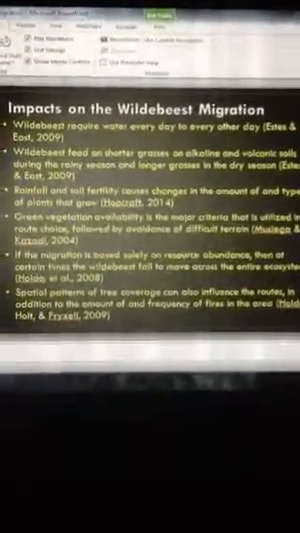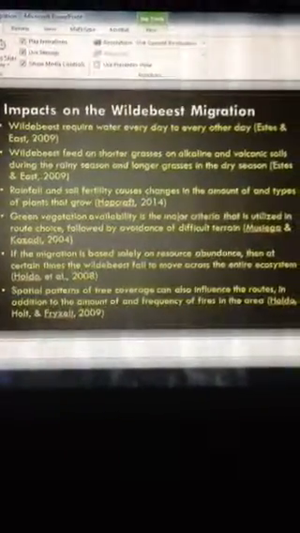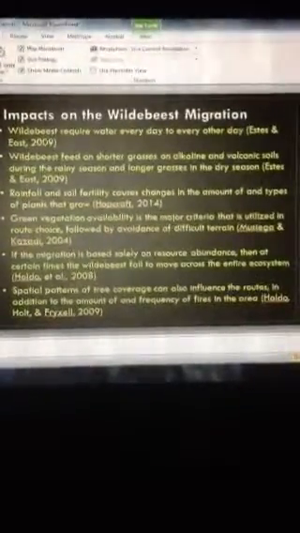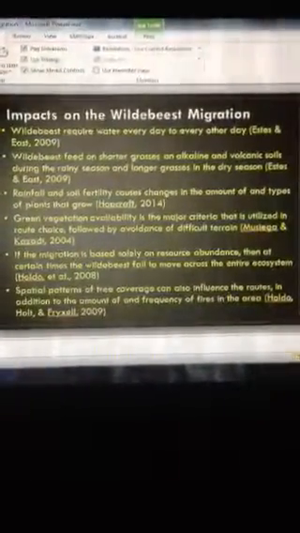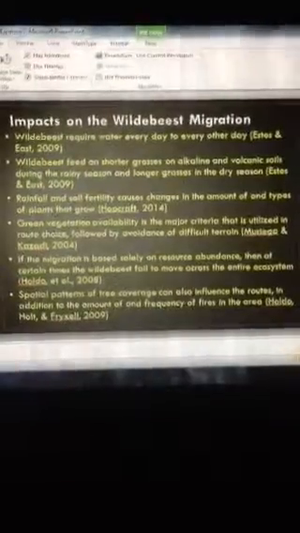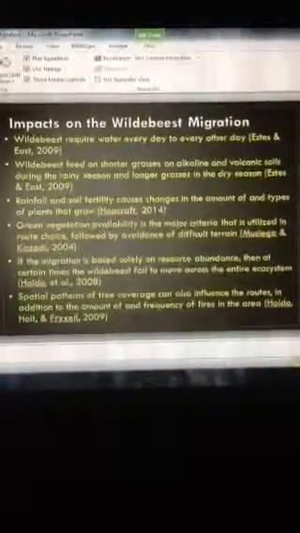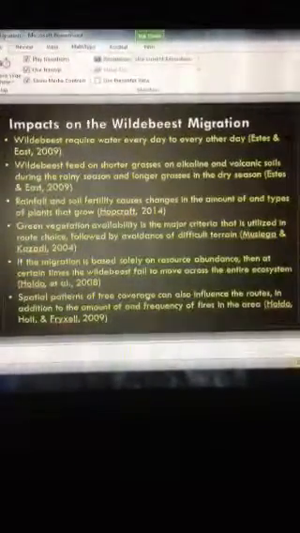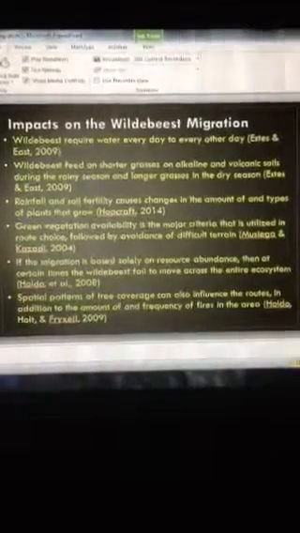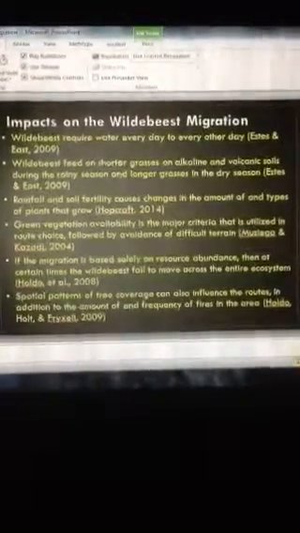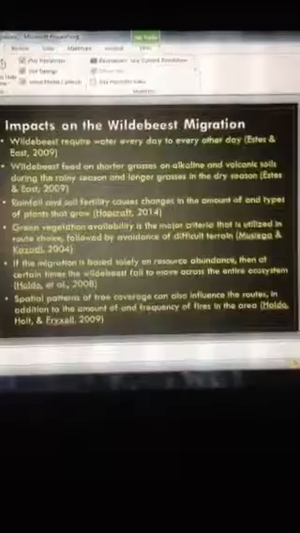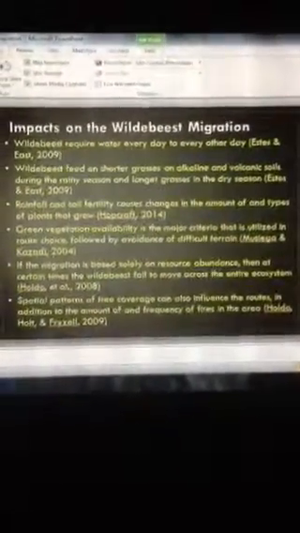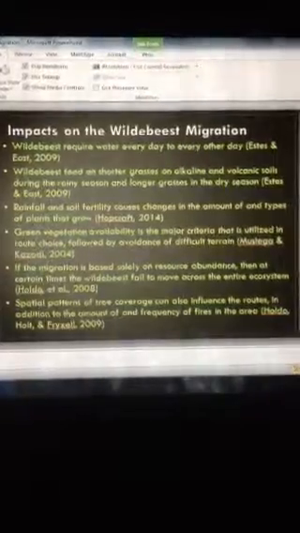Impacts on the migration. Wildebeest require water every day to every other day. That's part of the reason why they migrate where they migrate, in addition to feeding on grasses. During the rainy season, they tend to feed on shorter grasses and longer grasses in the dry season. Rainfall and soil fertility are the main things that impact the amount of and types of plants that grow along their migratory routes. If you change the rainfall or change the type of soil, this will change where the plants grow.